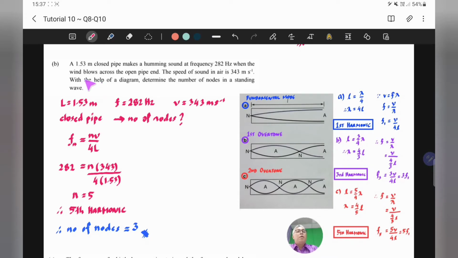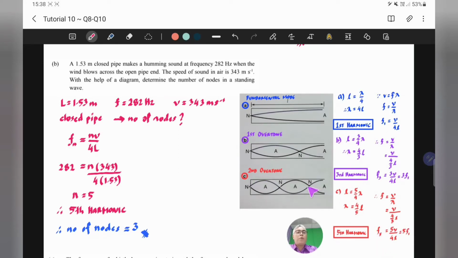So now, with the help of the diagram, determine the number of nodes. From the info given, which is L, f, and v, for any closed pipe this is the main equation. The frequency given is 282, v given is 343, and the length is 1.53. Substitute into this equation so that you will get N. N comes out as 5, so we are talking about the fifth harmonic. Which one is the fifth harmonic? The fundamental mode represents the first harmonic, followed by the first overtone, which is the third harmonic, and the second overtone now represents our fifth harmonic.